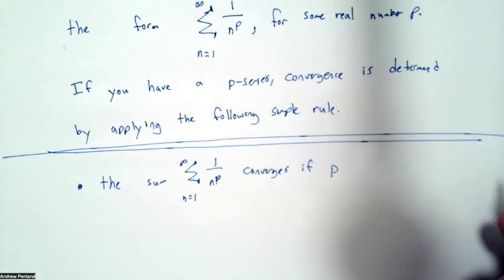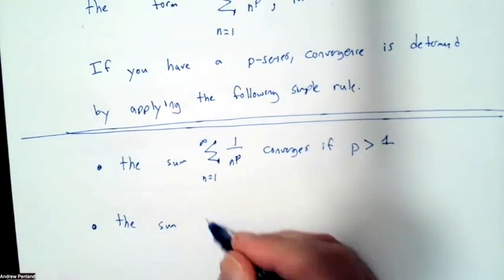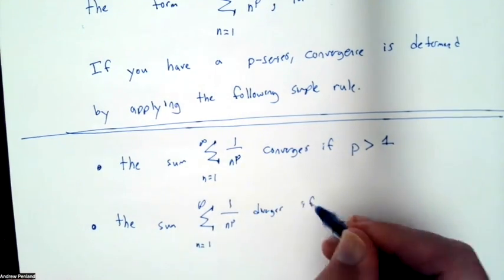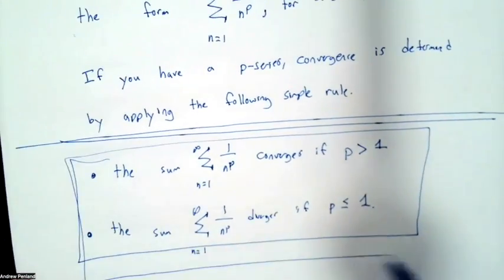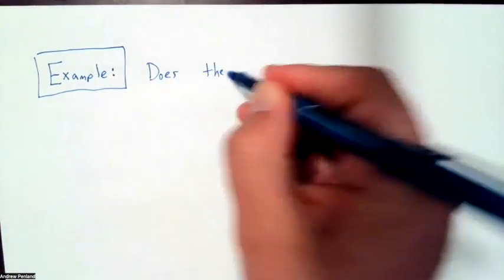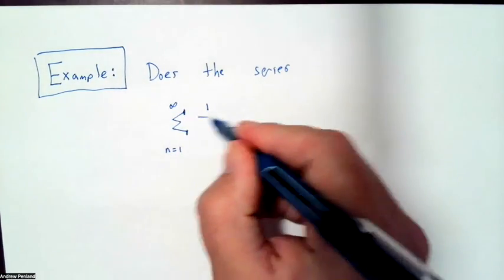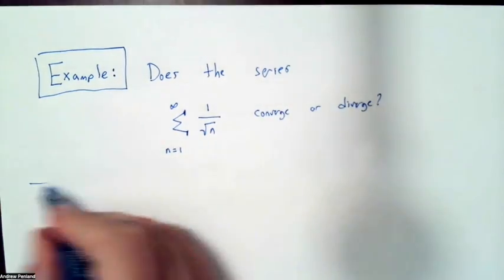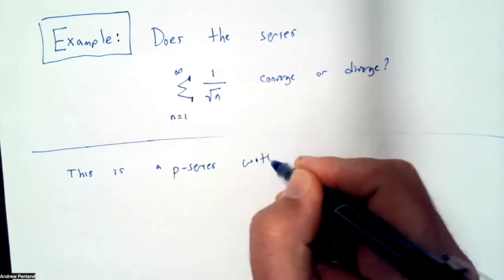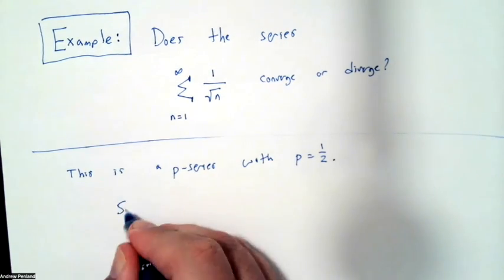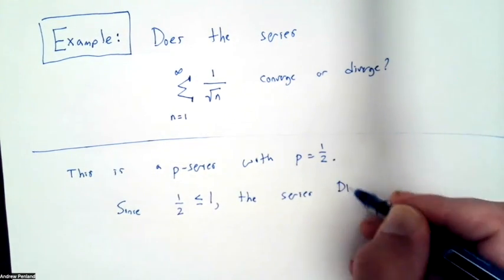If p is greater than 1, the series converges. If p is less than or equal to 1, the series diverges. For instance, does the infinite sum from n equals 1 to infinity of 1 over square root of n converge or diverge? We recognize this as a p-series with p equals 1/2. Since 1/2 is less than 1, this series diverges.